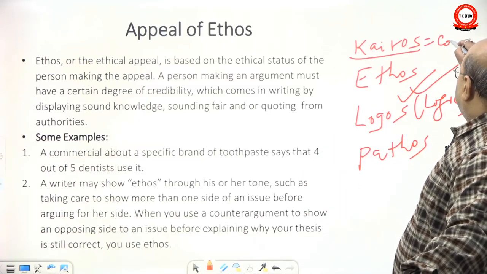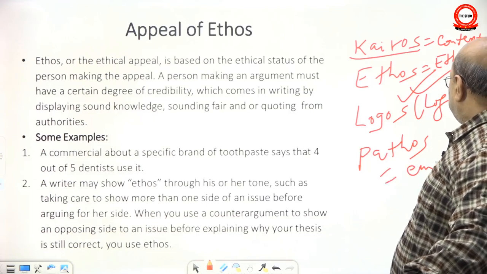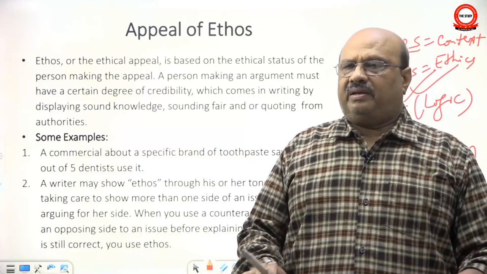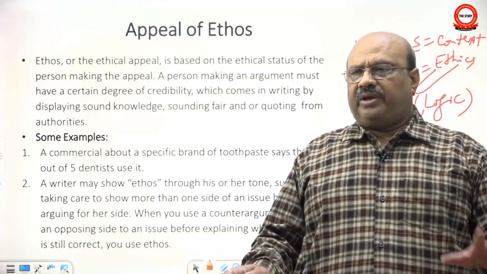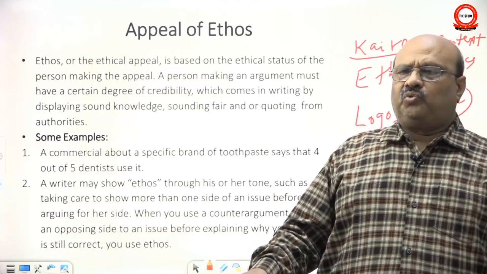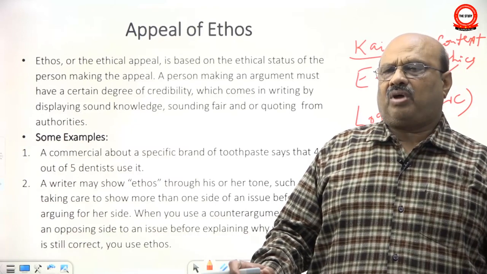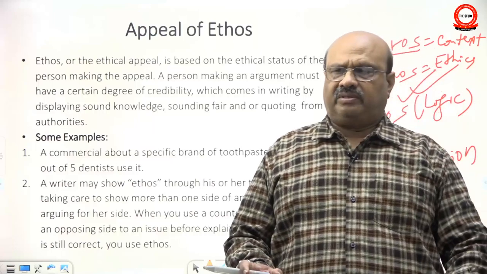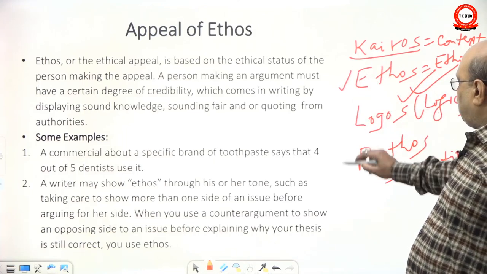Kairos means context. Ethos means ethics. And pathos means emotion. You really need not bother about kairos, because for the statement that you are given to write your essay on, it is not necessary for you, and it is not even possible for you, to know the context in which that statement has come. Therefore, you should not try to contextualize the statement. Do not do that, because it is simply impossible for you to know the right context. So leave that. Just concentrate on these three, and this I have already talked about. So this one, ethos and pathos.